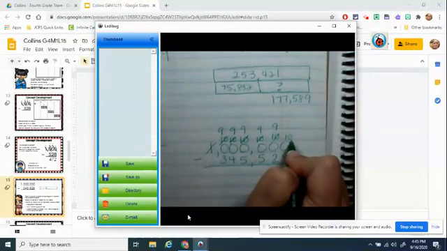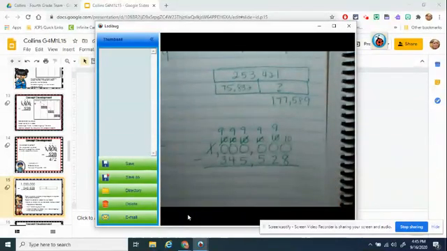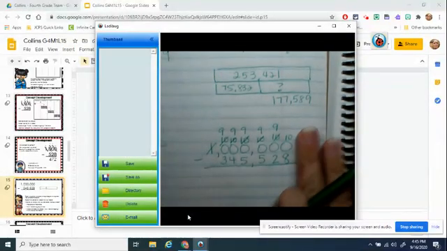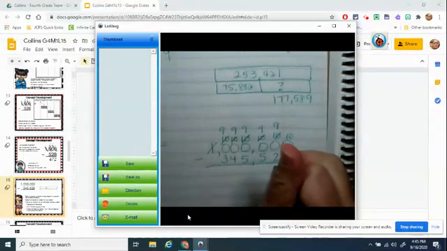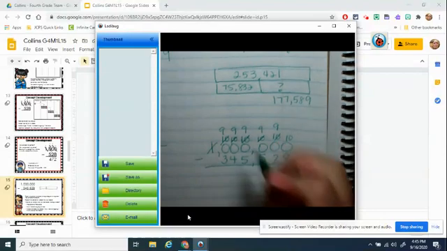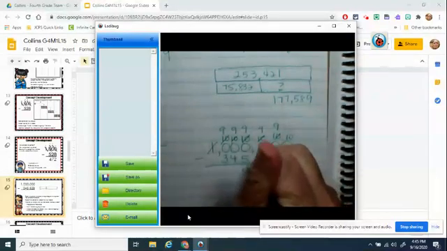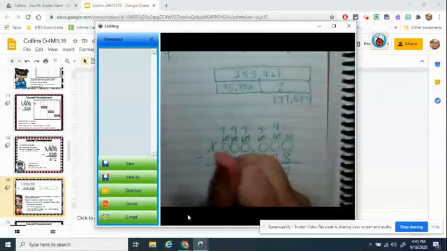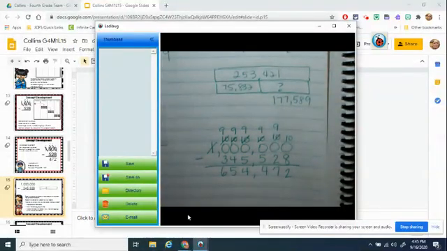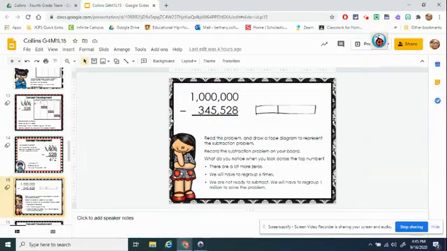Remember, this is a 10, not a 9. Some kids will just start writing 9, 9, 9, 9, 9. Don't do that, because when we get to the ones place, it's a 10, and there's nothing next door, so I just leave it a 10. 10 minus 8 is 2. 9 minus 2 is 7. 9 minus 5 is 4. 9 minus 5 is 4. 9 minus 4 is 5. 9 minus 3 is 6. Okay, so 654,742.